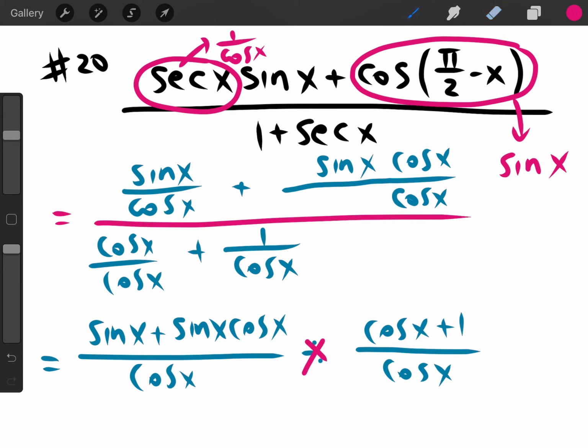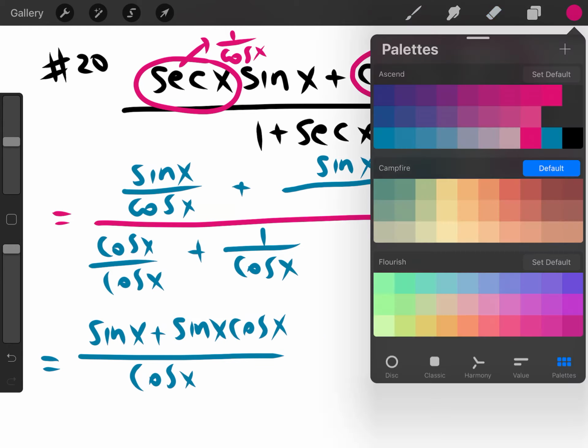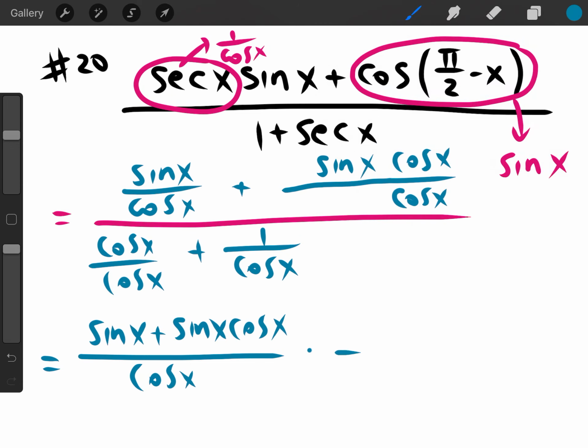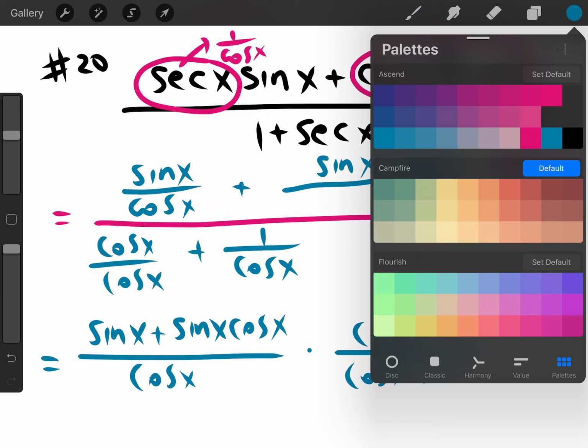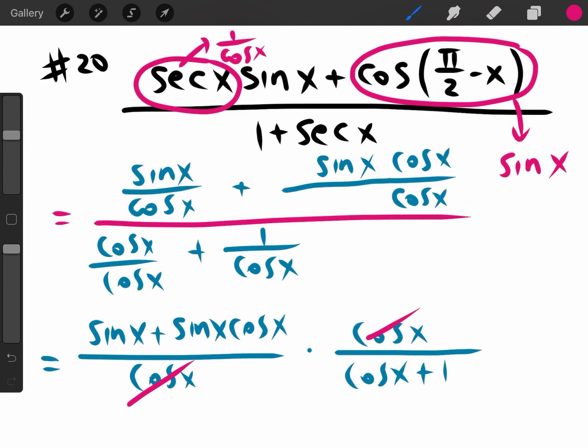And then I'm going to change this to a multiplication. Which means that if I divide and then change it to multiplication, the fraction is going to flip. So I'm going to rewrite this as multiplying by cosine x over cosine x plus 1. We'll be able to cancel these out. We see the cosine x over here, cosine x over here.